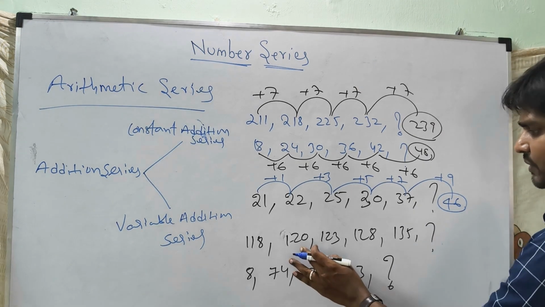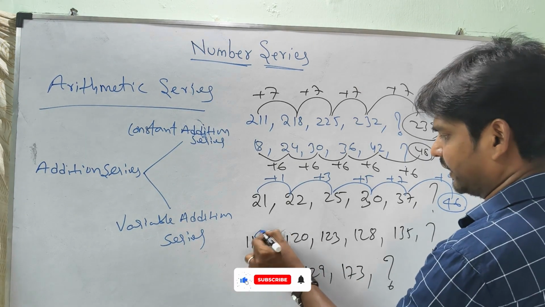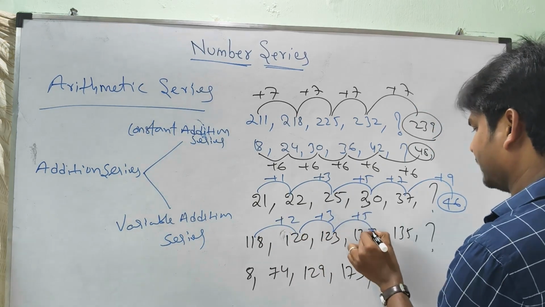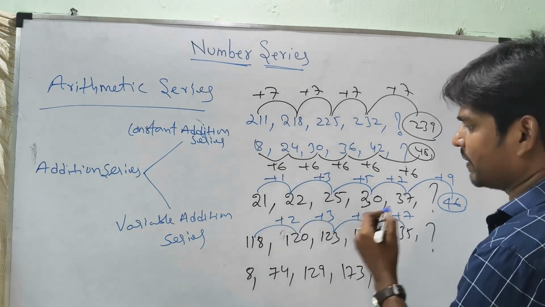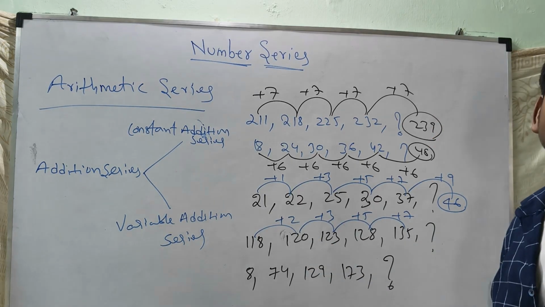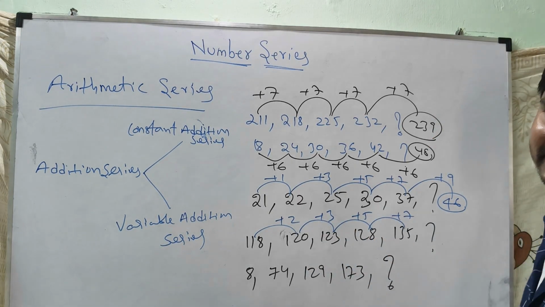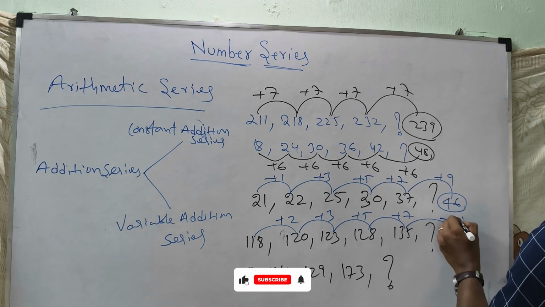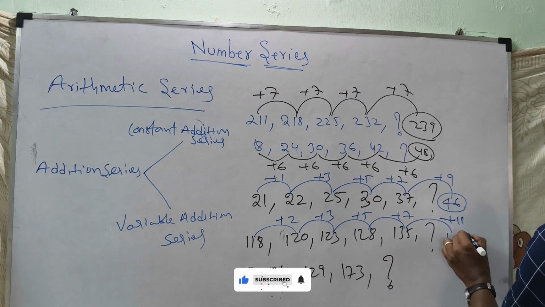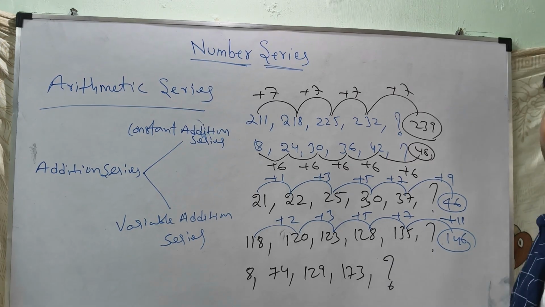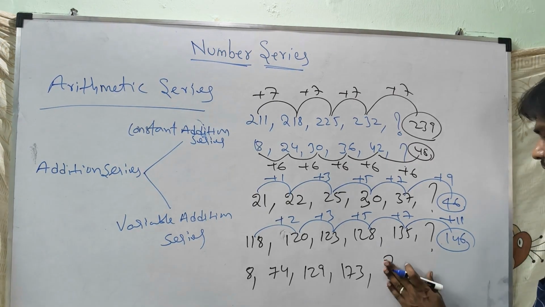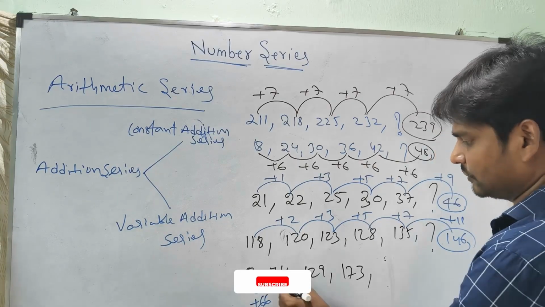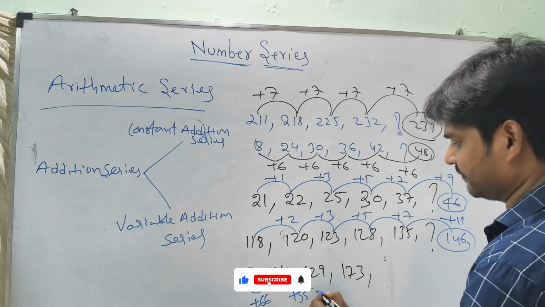Correct? Now see the second example. Here 118 to plus 2. Now here to here plus 3. Here to here plus 5. Here to here plus 7. Now by observing carefully, these are what? Prime numbers, correct? Again in increasing order. So plus 2, plus 3, plus 5, plus 7, next would be plus 11. Then you will get 146. Clear? Now see the third example. Here, see, here to here adding plus 66, correct? Now here to here adding plus 55.